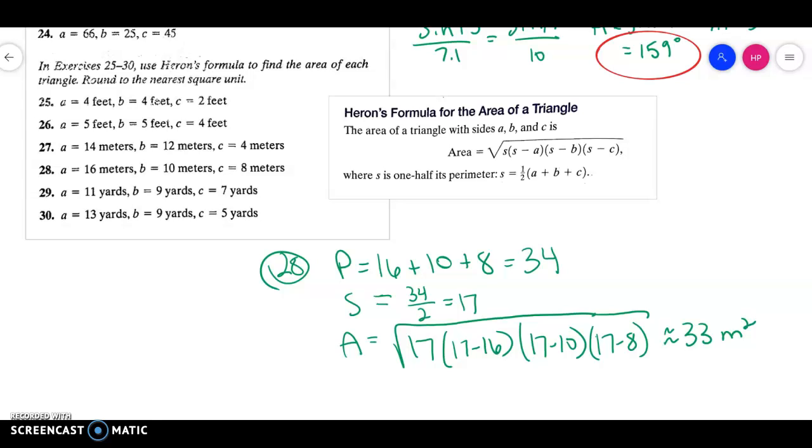So the area formula, again, just an easier substitution, and it's when I have all 3 of those lengths that I can find the perimeter, cut it in half to get the semi-perimeter, and then use this Heron's formula to find the area.